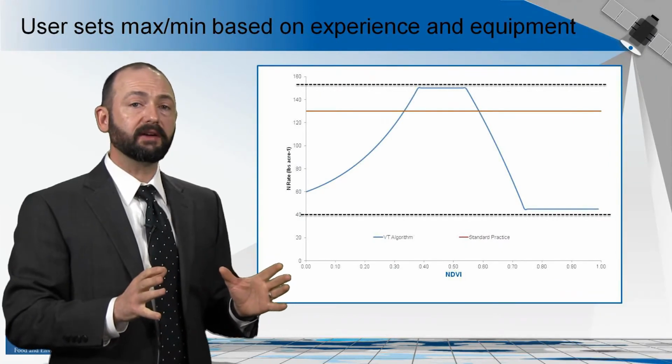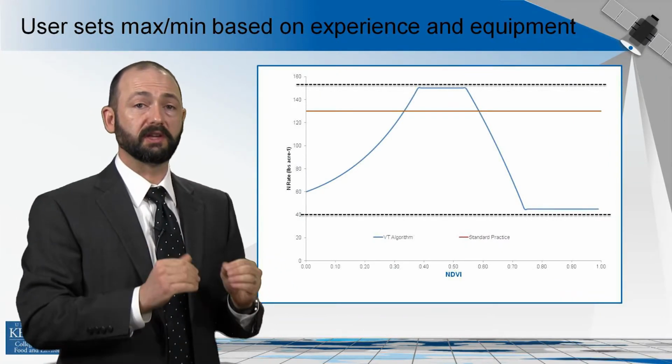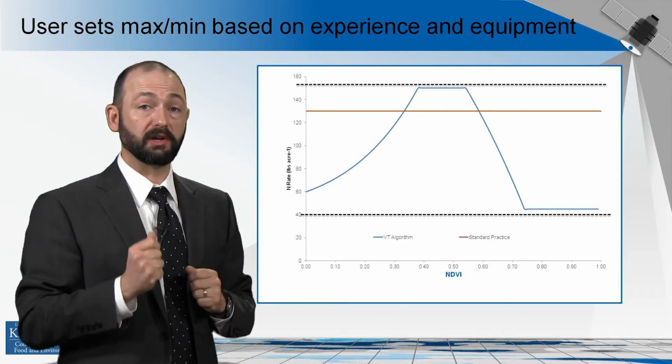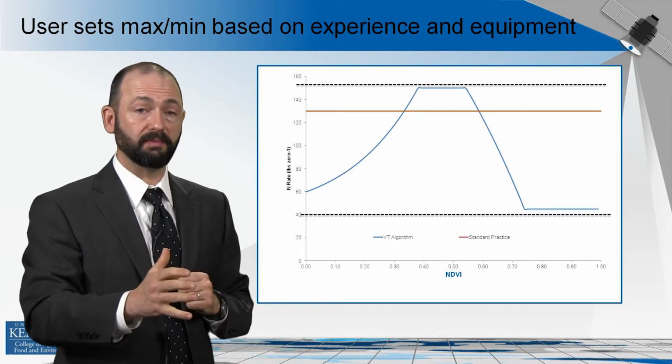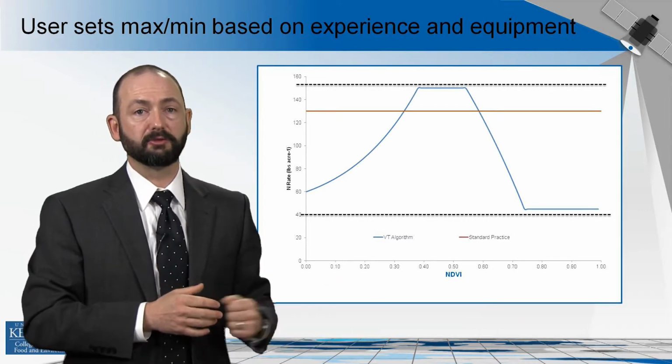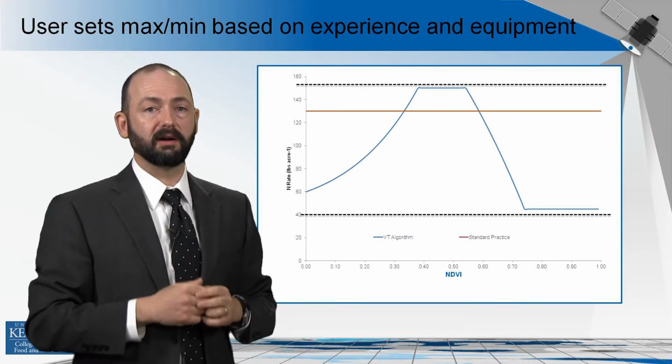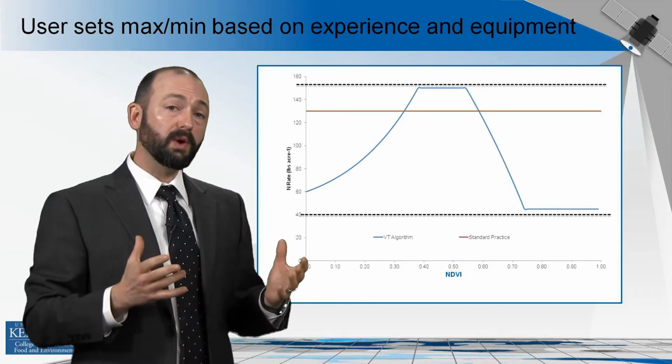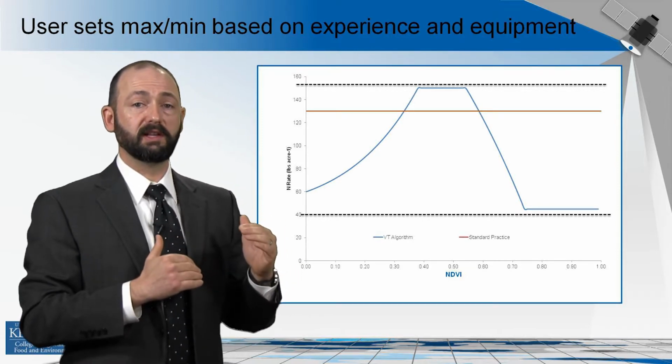So the other key factor here is with these algorithms, the user can set a maximum and minimum based on experience and equipment available to them. For example, most sprayers aren't going to be able to go from 5 gallons per acre up to 50 gallons per acre in a second. So what we typically do is pick a range that we can realistically achieve.